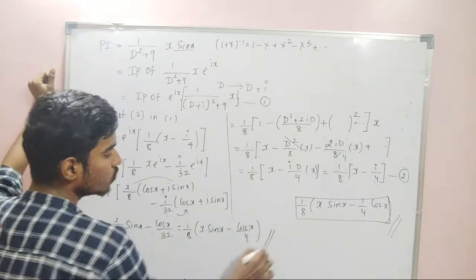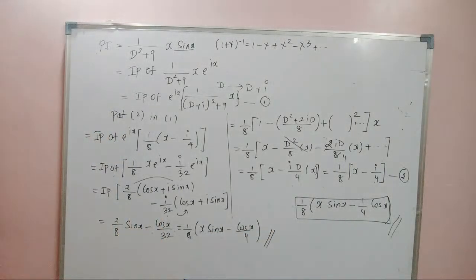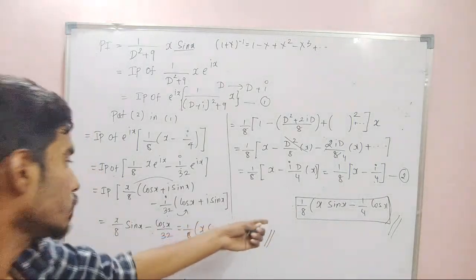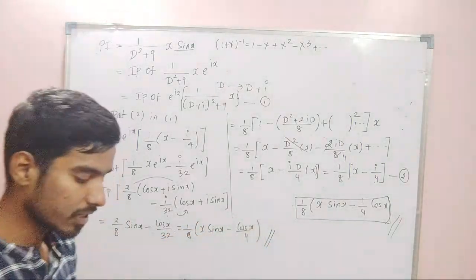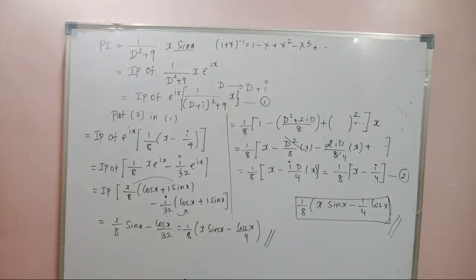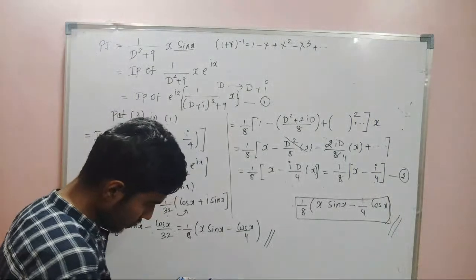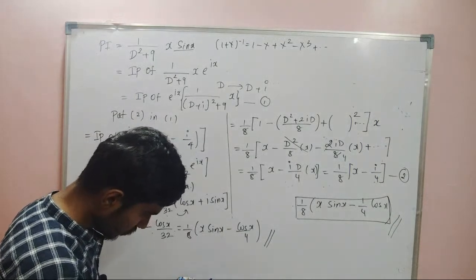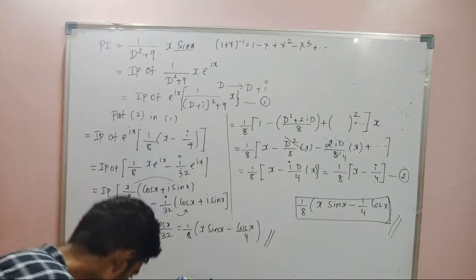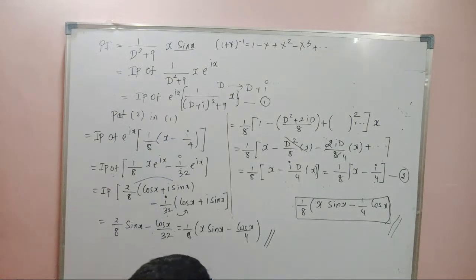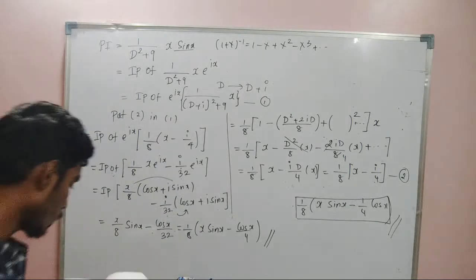So you can use either this method or this method. You can see the particular integral turns out to be the same, 1 by 8 x sin x minus cos x by 4, right? So we will do one more problem. Just go through it once again and take complete notes so that it will be easy for you. Now we'll do one more problem.